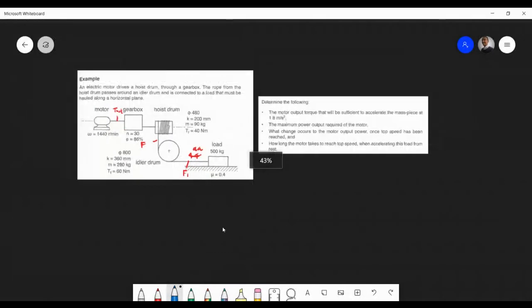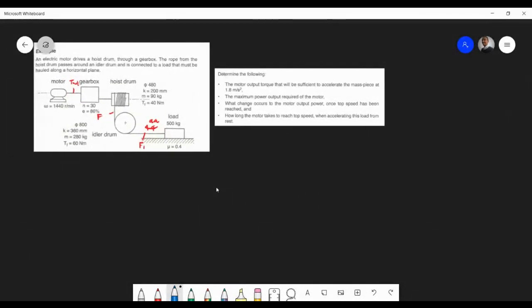Okay. So guys, just on the horizontal plane, right? You apply, like I said, F equals ma. Once again, we're given the acceleration of the thing. Okay, 1.8. Simple.